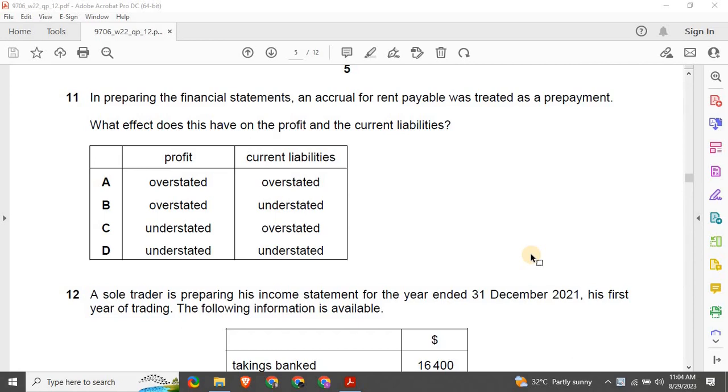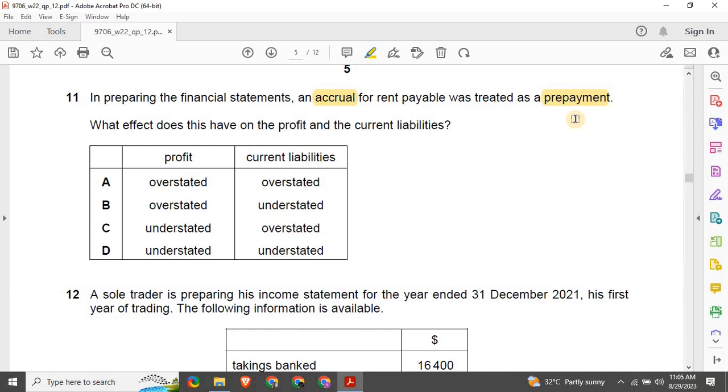In preparation of financial statements, an accrual of rent payable was treated as a prepayment. What effect does this have on the profit and the current liability? So there is an accrual, which is treated as a prepayment. When there is an accrual, it should be added to the rent, but we consider it a prepayment, and then we subtract it from the rent instead of adding.